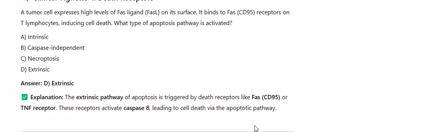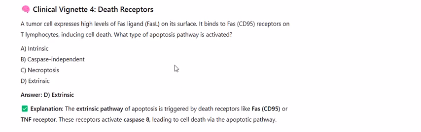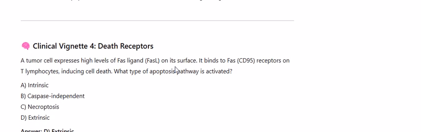A tumor cell expresses high levels of Fas ligand, FasL, on its surface. It binds to Fas CD95 receptors on T lymphocytes, inducing cell death. What type of apoptosis pathway is activated? A. Intrinsic. B. Caspase-independent. C. Necroptosis. D. Extrinsic. Answer D.